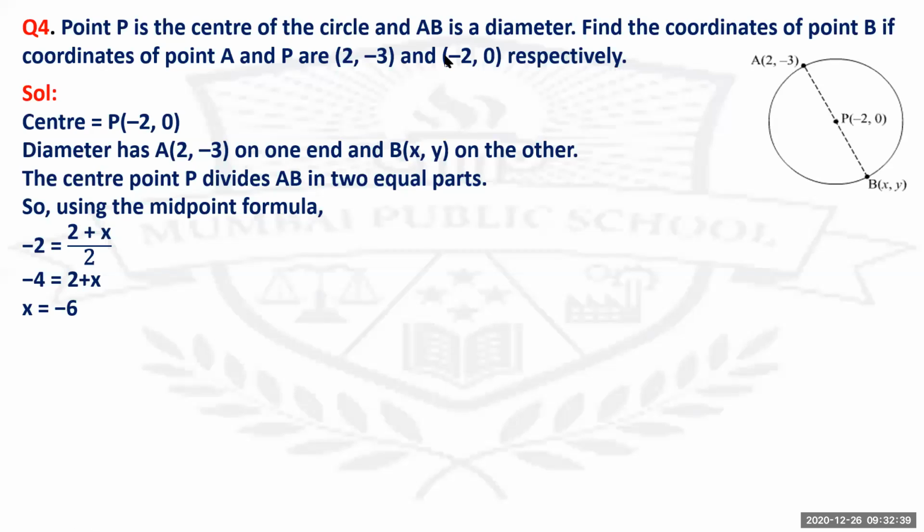Is this clear to all the students? What happens here is, take this 2 and go to the other side. So you'll get minus 4 minus 2 equals x. So minus 4 minus 2 will give you minus 6.